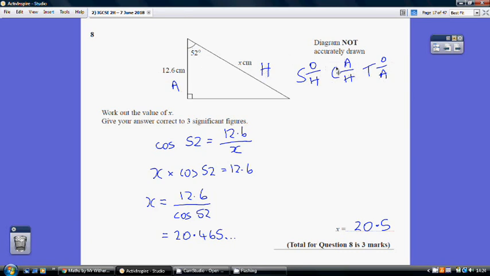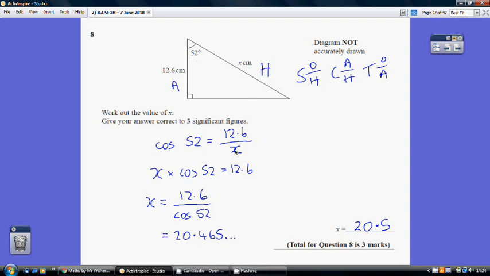So on this occasion, we're going to be using cosine. Now cosine of the angle, so cos 52 equals our adjacent side of 12.6 divided by our hypotenuse of x. You must get it the right way round. It is the adjacent divided by the hypotenuse, 12.6 over x.